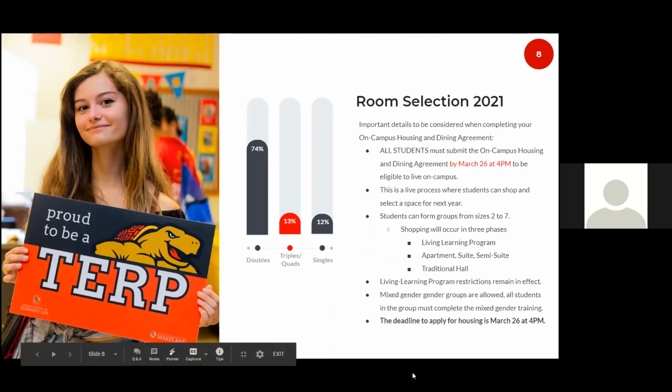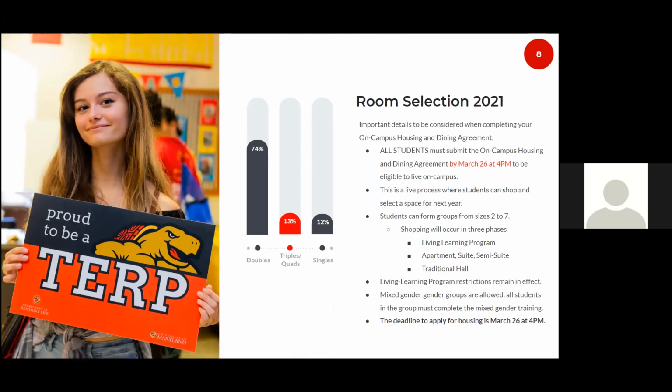Thank you, Michelle. My name is Glenn Smith. I'm the manager for the assignments office, and I will dive deeper into the room selection process. This is the process in which students can request a room for next year.